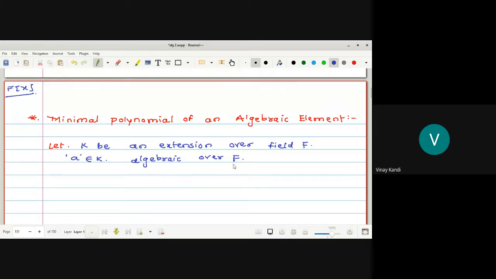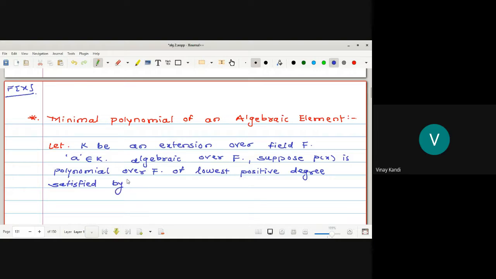And suppose P(x) is a polynomial over F of lowest positive degree satisfied by A. Then we can say that P(x) is called the minimal polynomial for A over the field F.